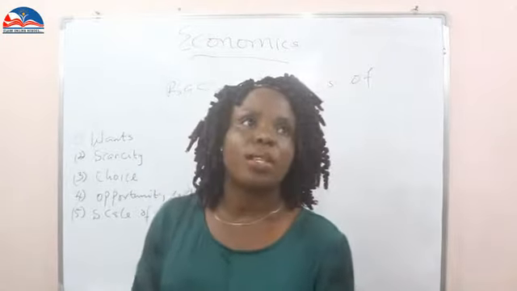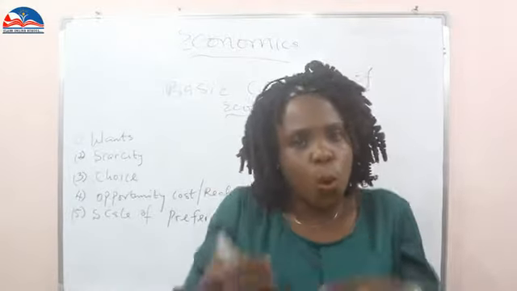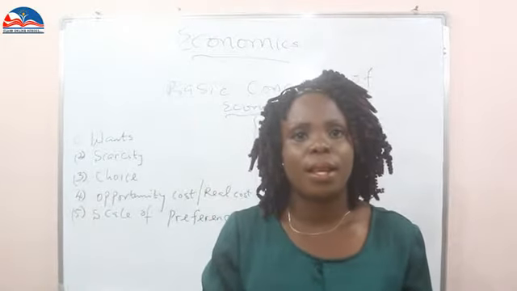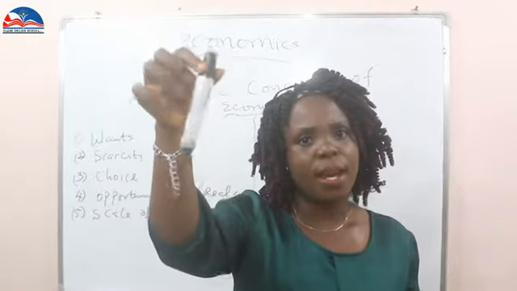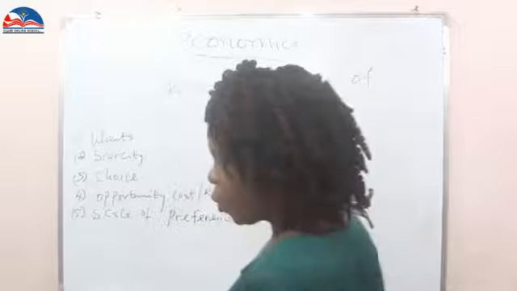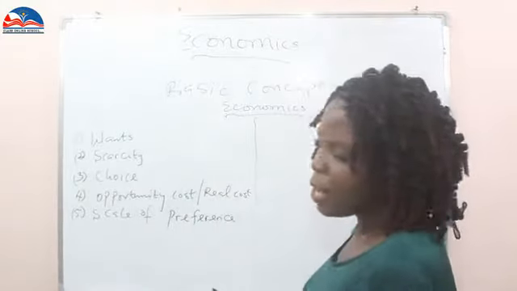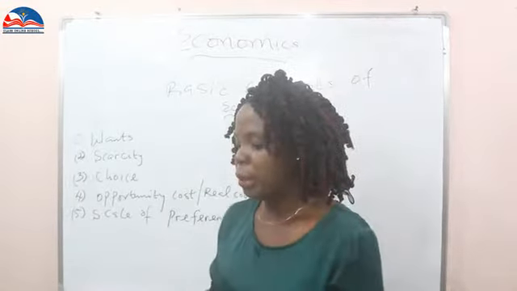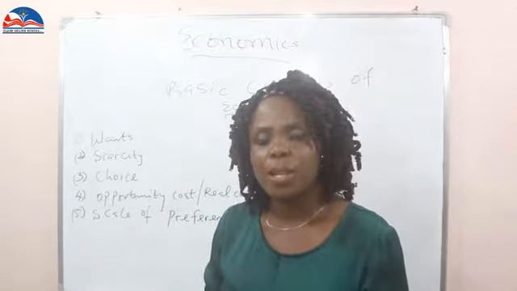Now let's try to explain what want is in a layman's view. Want is what we need as humans. You want a particular thing. If this biro is what you desire, you want it. Now, in normal economics terms, what is want? Want may be defined as an insatiable desire of humans. Insatiable desire of humans. That's want.